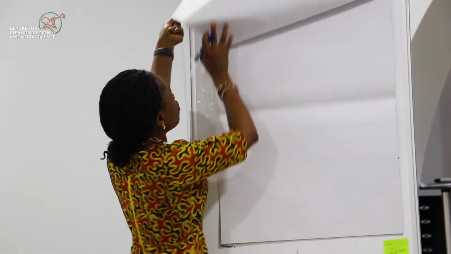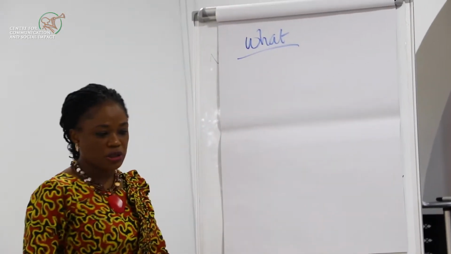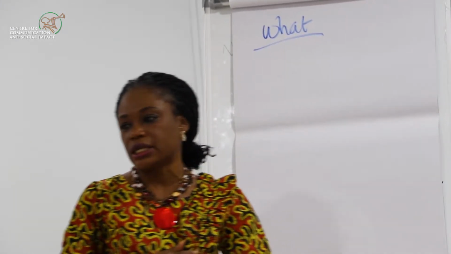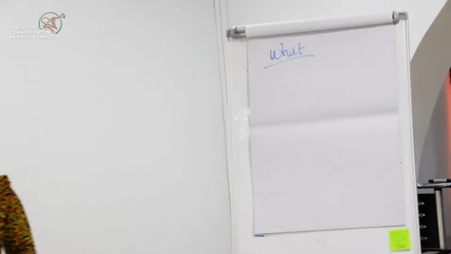Okay, so the next one is the what. And I think this is where the rubber hits the road. What should the report look like? What different levels of reports? What principles should guide our report writing? Let me start. Can I start?